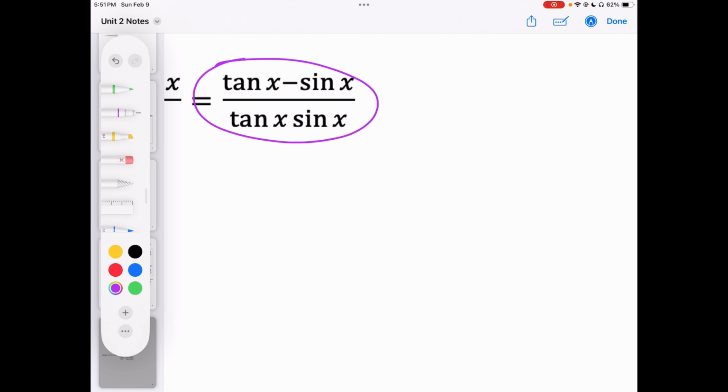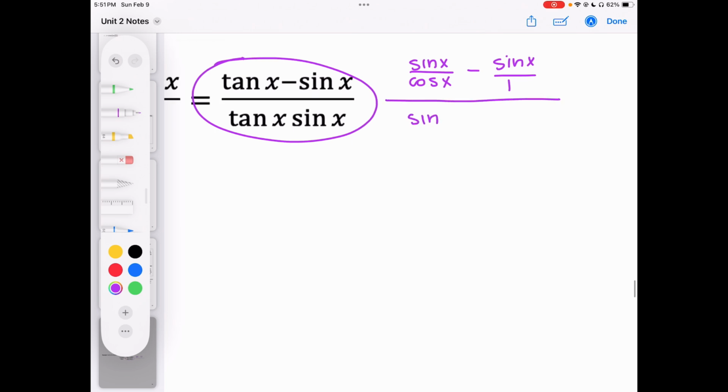So I'm going to go ahead and say sine of x over cosine of x minus sine of x over 1. I'm going to go ahead and make everything a fraction, all divided by sine of x over cosine of x times sine of x over 1. I think I'm going to need some common denominators for the top. So the top is going to get multiplied by cosine. Okay. So I'm going to have cosine x and cosine x.